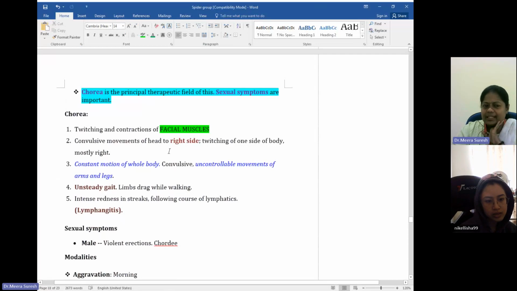Otherwise, it can be a right-sided one. There is constant motion of the whole body because chorea is that characteristic. Facial muscles, but also other parts of the body. There will be uncontrollable movements of arms and legs, unsteady gait, and limbs dragging while walking.